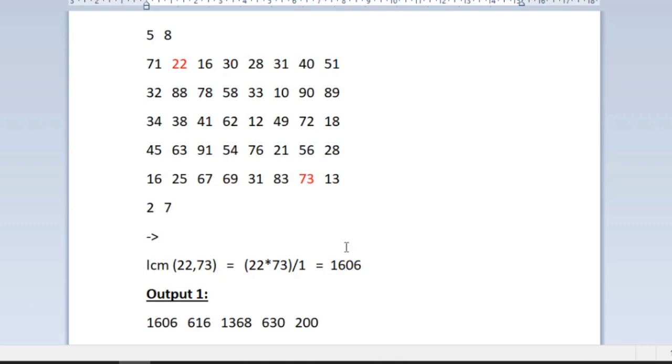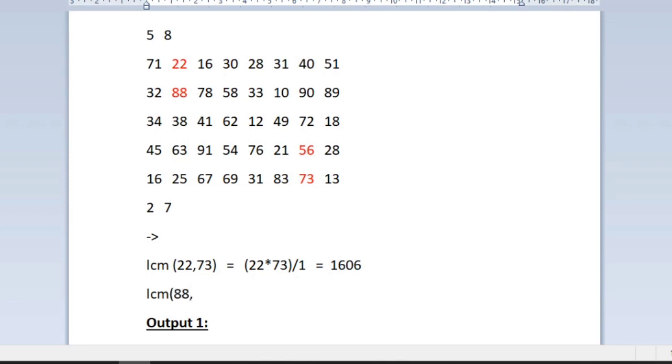Now we have to find the LCM for the next set of integers. The next set of integers would be the second integer present in the xth column and the last second integer present in the yth column, that is the integers 88 and 56. 88 is the second integer of the xth column and 56 is the last second integer of the yth column. Now we have to find the LCM for these two numbers 88 and 56.